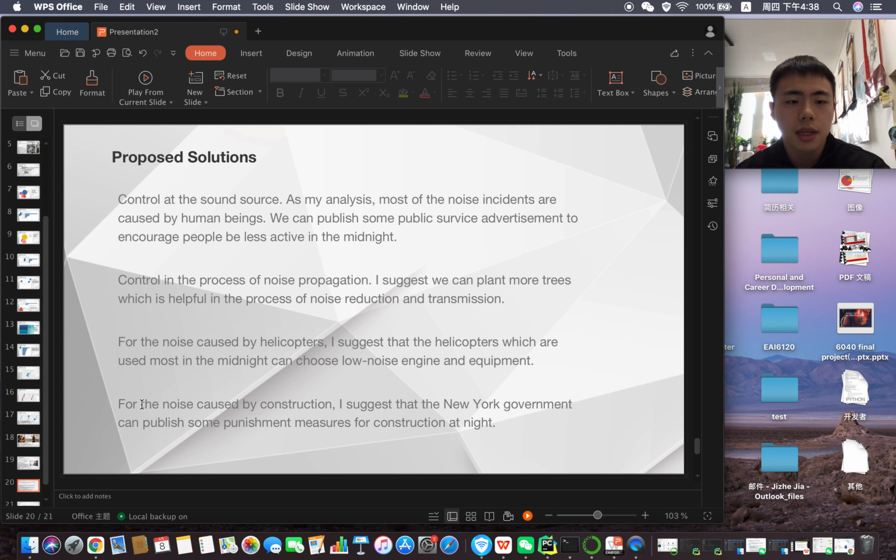Then the last solution is for the noise caused by construction. I suggest that the New York government can publish some punishment measures for construction noise. I think it can restrict people effectively.